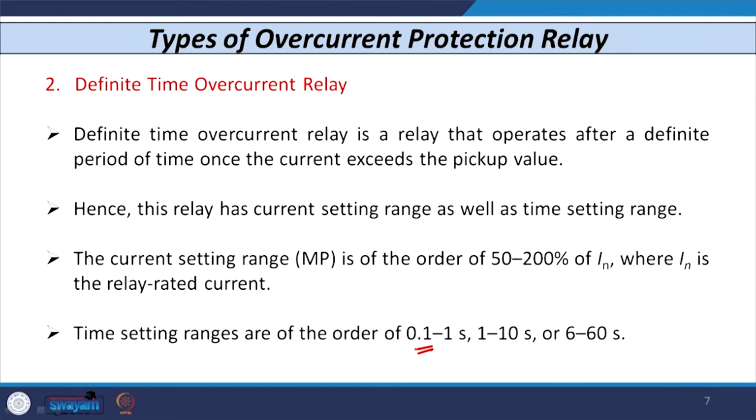On the other hand, the time setting range for this definite minimum time relay is of the order of 0.1 to 1 second, or 1 to 10 seconds, or 6 to 60 seconds. If I use an English Electric make relay, then earlier they were providing a time setting range of 0.1 to 1 second. Some other manufacturers also provide a time setting range from 1 to 10 seconds or 6 to 60 seconds. So, it depends on what type of application we are utilizing the definite minimum type overcurrent relay for.